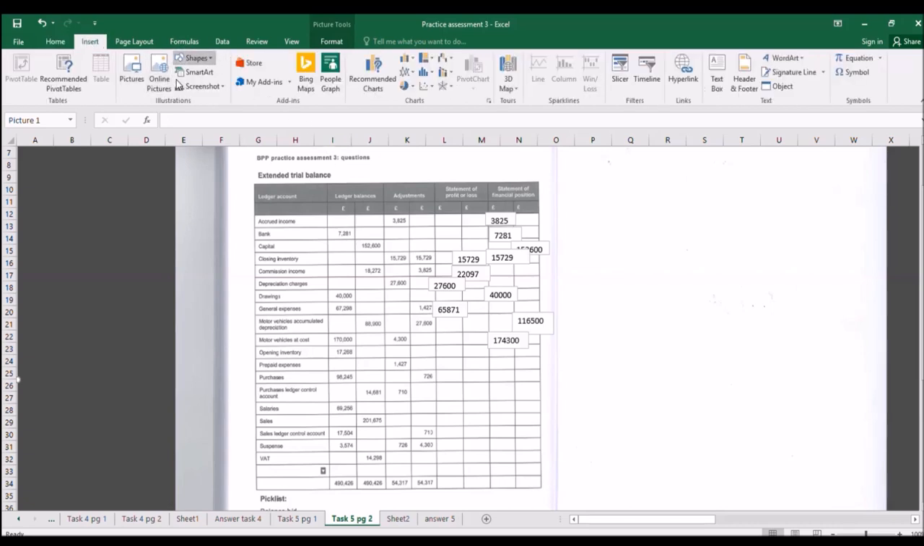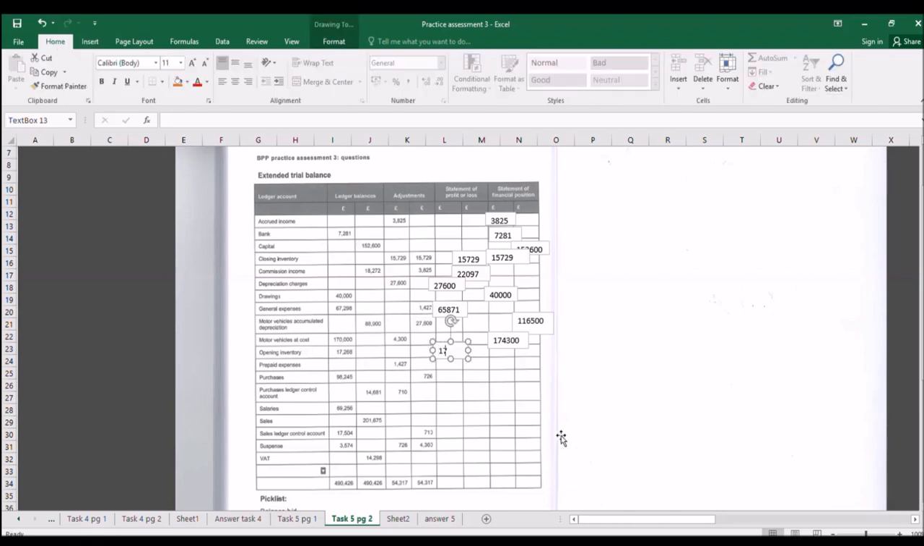Our opening inventory. Now that's going to go to the statement of financial performance, the profit and loss account. So we're going to credit the opening inventory there, and debit the profit and loss account, 172,688 there.